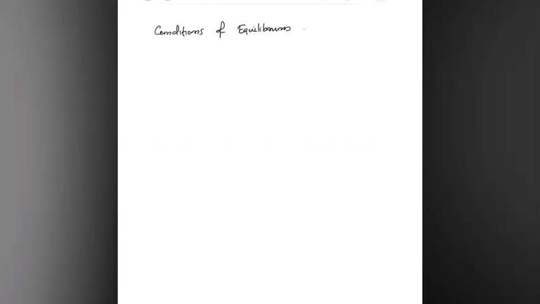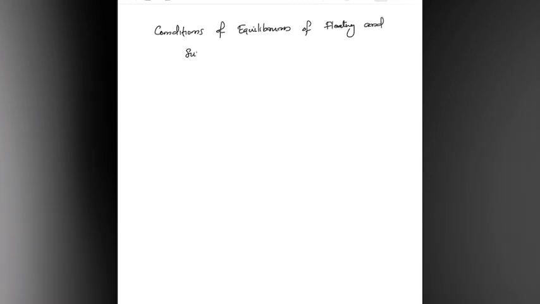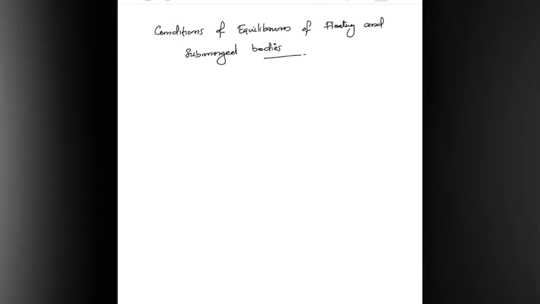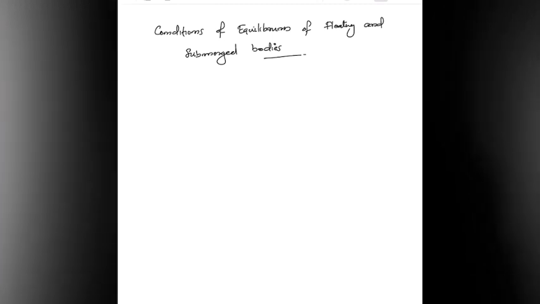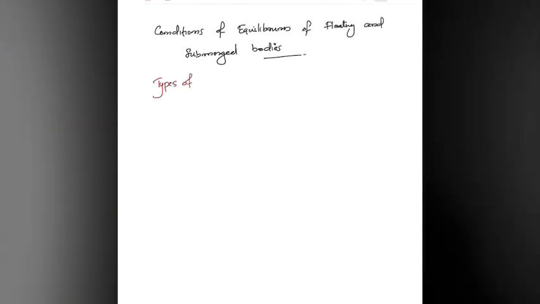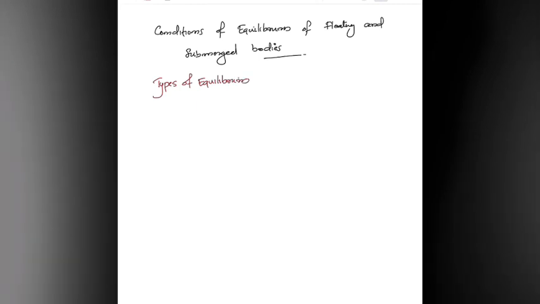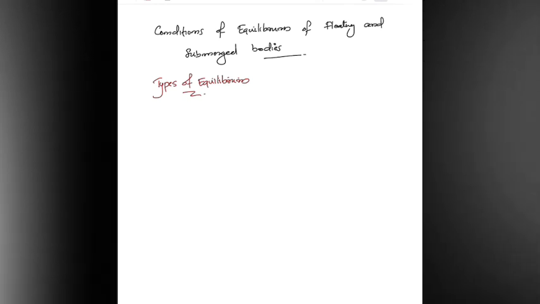Conditions of equilibrium of floating and submerged bodies. So we will see conditions of equilibrium of floating and submerged bodies. Before going into that part, we shall see various types of equilibrium. After discussing the various types of equilibrium, we shall move to conditions of equilibrium of floating and submerged body.